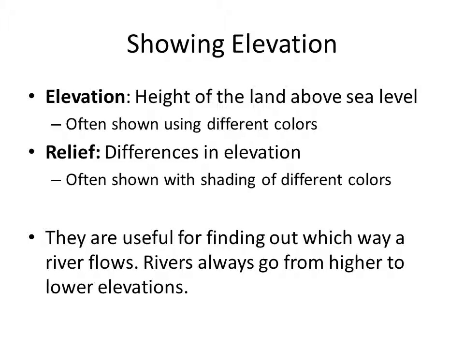Now, relief is shown on a map as differences in elevation. So it tries to look at the difference between being at the bottom of a cliff and the top of a cliff, and it tries to indicate that difference in some way. And these are useful for finding out which way a river flows. So rivers always go from higher to lower elevations.